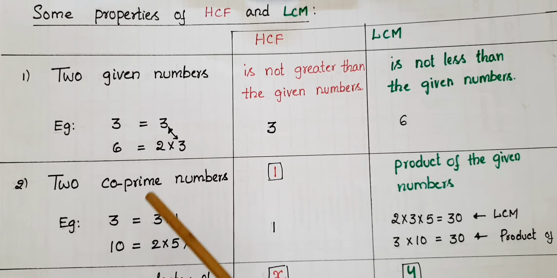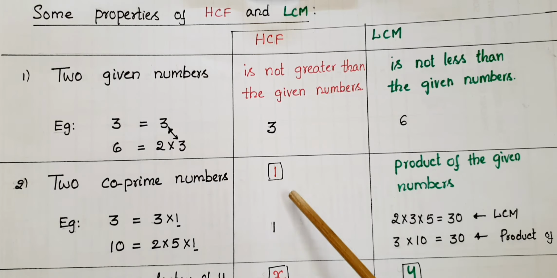For example, we know that co-prime numbers means the numbers which do not have a common factor except 1. For example, if you take 3 and 10, here 3 we can write as 3 into 1, and 10 as 2 into 5 into 1. So here there is no common factor for these two numbers. So these two numbers are called co-prime numbers, and here the common factor is only 1. So for two co-prime numbers, the HCF is always 1.